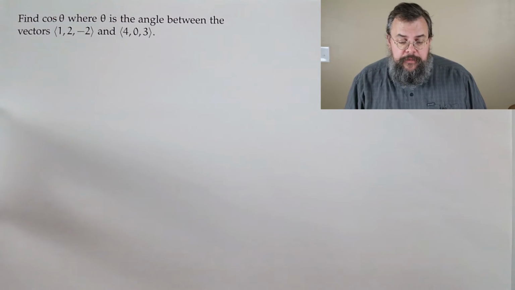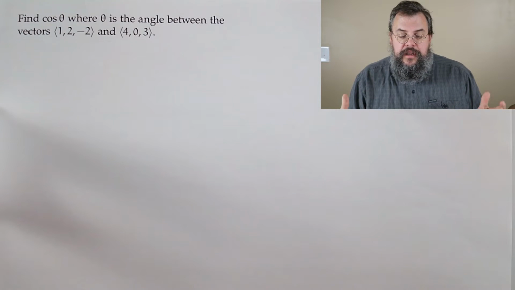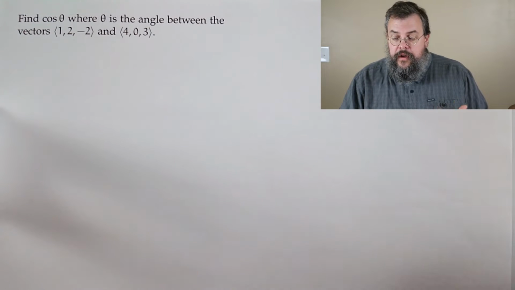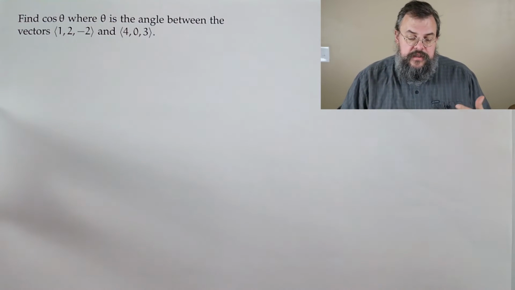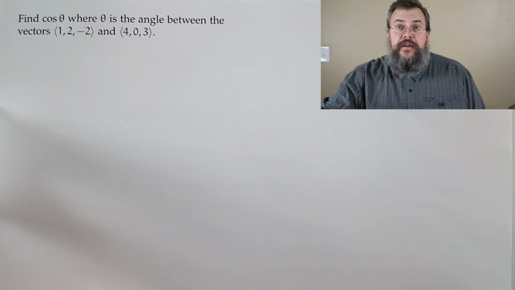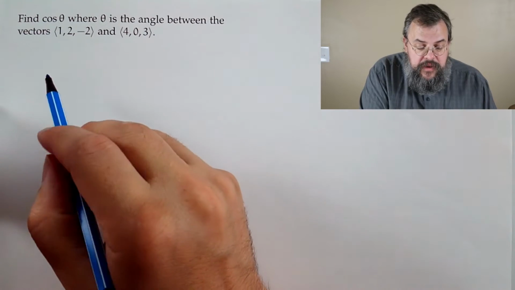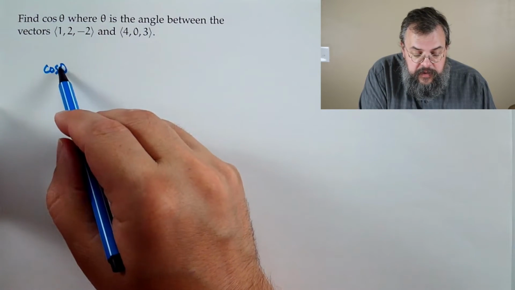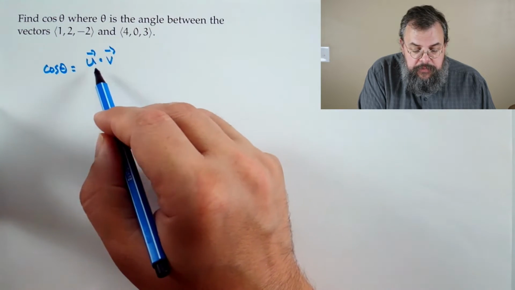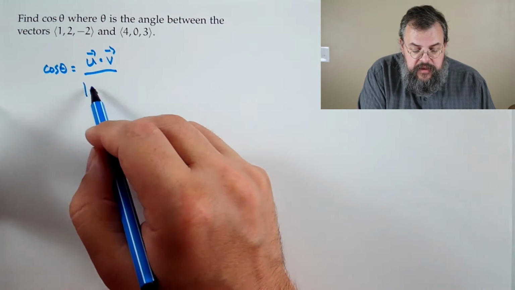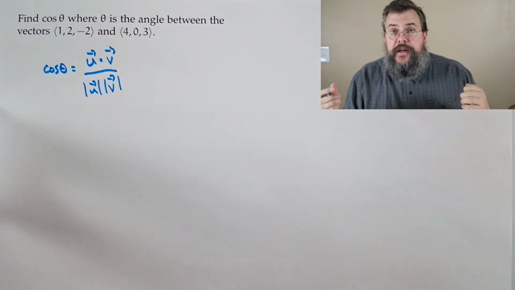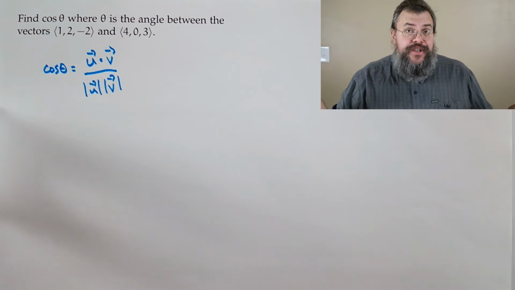Find cosine of theta, where theta is the angle between the vectors (1, 2, -2) and (4, 0, 3). All right, well, the cosine of theta, there's this nice rule. And it says that because cosine theta is related to dot product, you can use the dot product to find cosine theta. So cosine of theta is equal to our vector u dot v, divided by the magnitude of u times the magnitude of v. And that's true for any vectors. And again, any dimension you want.